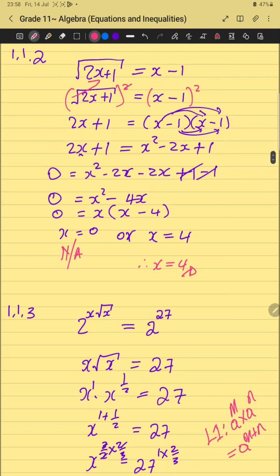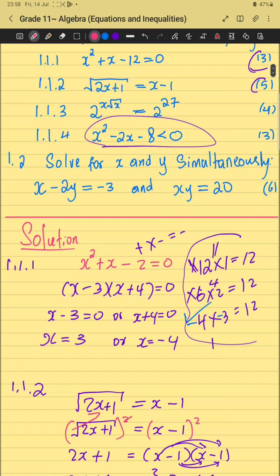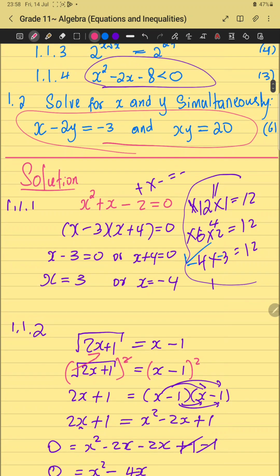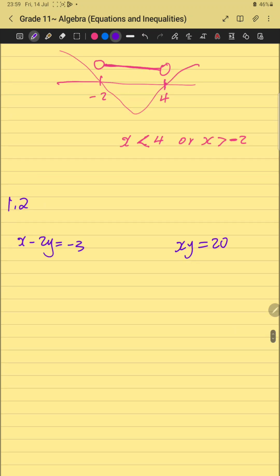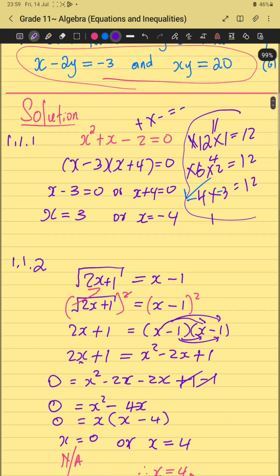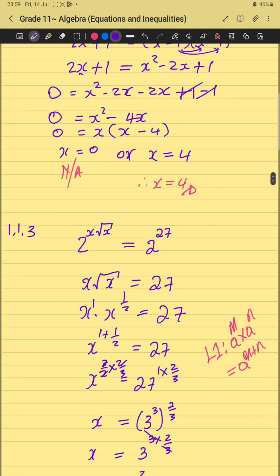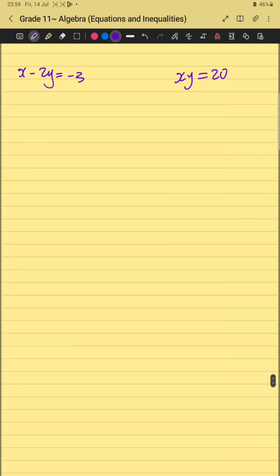Now let's look at the next one. That is a simultaneous equation. So let me just copy this question. What do we do when you are dealing with a simultaneous equation? Let me just confirm this equation. Oh yes, I've copied correctly. Between these two, let me just name them. This is the first equation and this is the second equation.